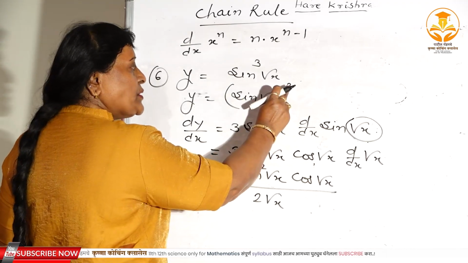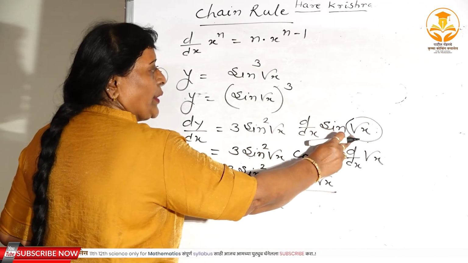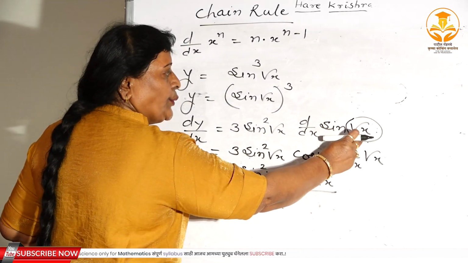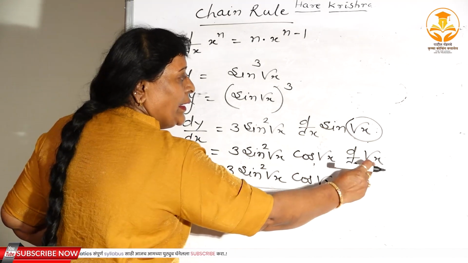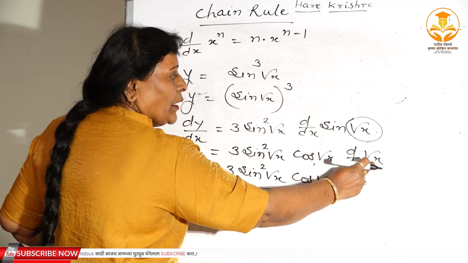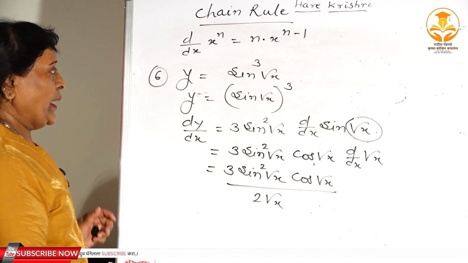What is the derivative of u to the power 3? 3u square, which means 3 sin square root x. Again d dx of sin root x. Again here you have to substitute u. The derivative of sin u is cos u, which means cos root x. Again d dx of root x. So what is the derivative of root x? That is 1 upon 2 root x, right?